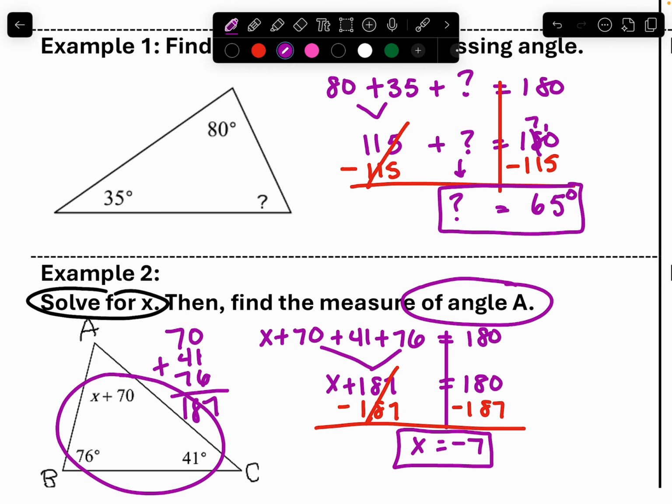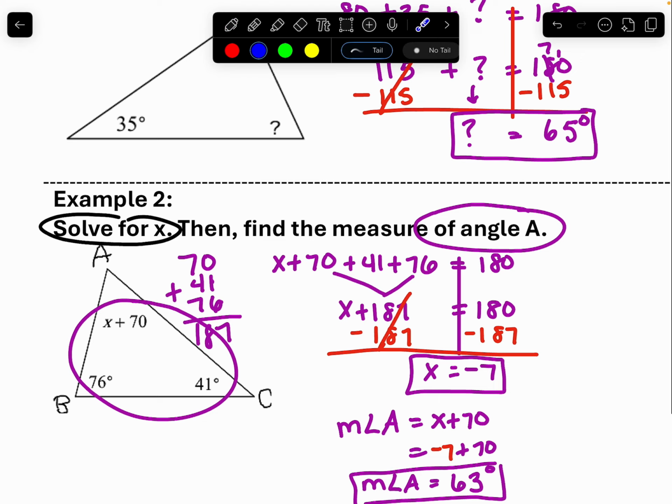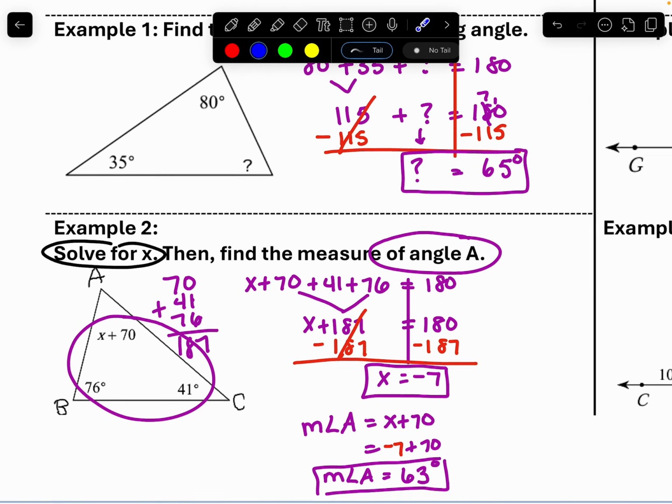Okay, but now it's asking find the measure of angle A. So measure of angle A is x plus 70. And if you plug in negative 7 for x, we will get 63 degrees. Okay, notice how this does not have an angle measure because it's describing the angle measure. Alright, so it's just solving equations. We'll see 1 or 2 step equations.